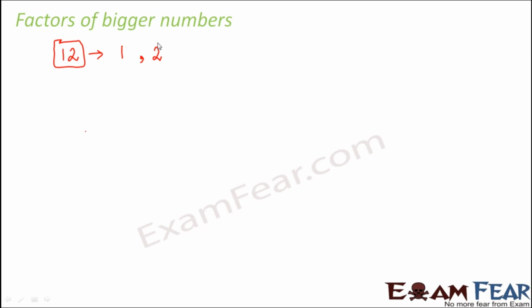2, yes, 2 is also a factor. 3 is also a factor. Now, why 1 is a factor? Because 1 into 12 is 12. Why 2 is a factor? Because 2 into 6 is 12. Why 3 is a factor? Because 3 into 4 is 12. 4, yes, 4 is a factor because 4 into 3 is 12. What about 5? Is 5 a factor? No, because 5 doesn't divide 12 exactly. What about 6? That's true, 6 into 2 is 12, so 6 is also a factor.